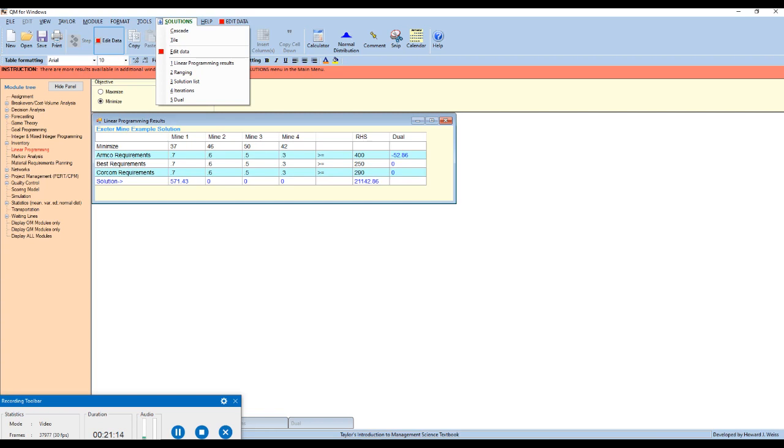We should only mine the first mine. It's the cheapest to mine and the highest concentration of iron. We have to mine at 571.43 tons, and that will give us enough ore to satisfy each of these requirements, costing us $21,142.86. All of the other mines we can see right away are inferior.